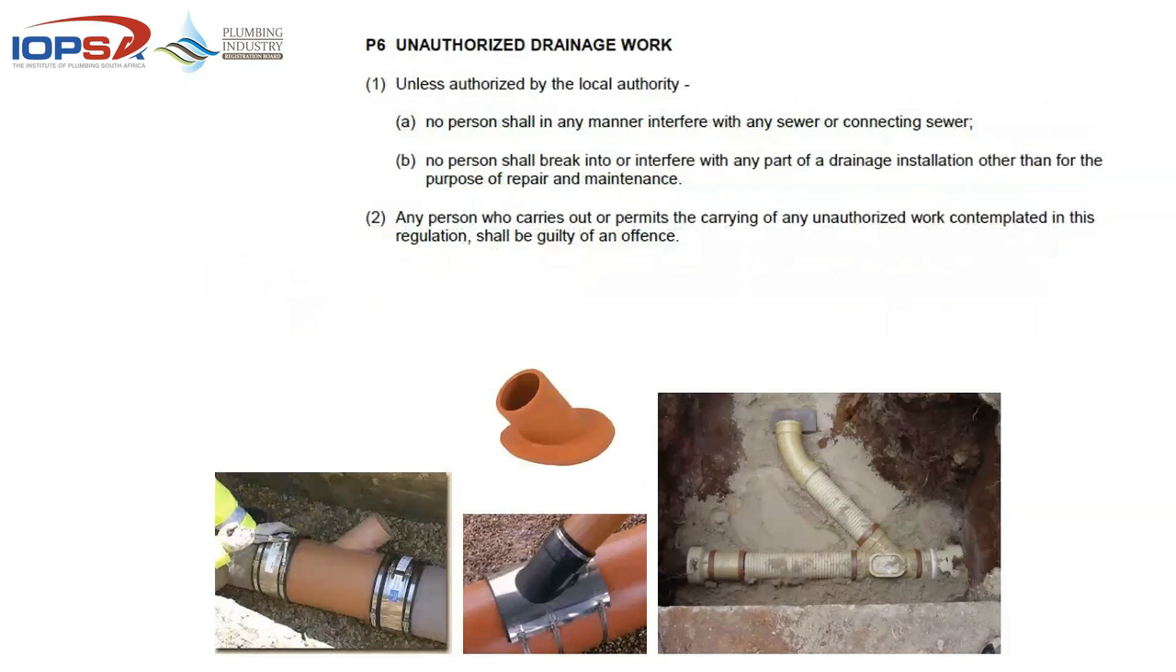Unauthorized drainage work: unless authorized by the local authority, no person shall in any manner interfere with a sewer or connecting sewer. It's municipal infrastructure. You need to be an appointed agent to work on any municipal infrastructure. No person shall break into or interfere with any part of a drainage installation other than for the purpose of repair and maintenance. And any person who carries out or permits the carrying out of this unauthorized work shall be guilty of an offence.